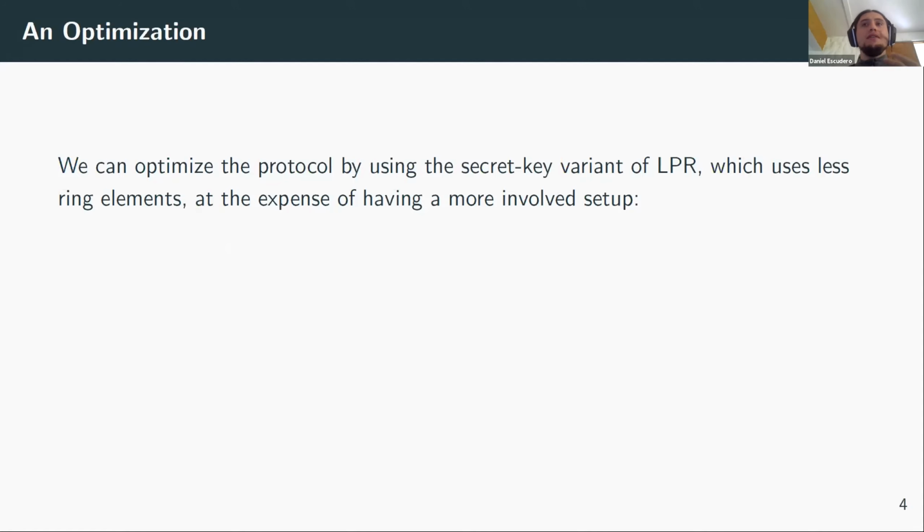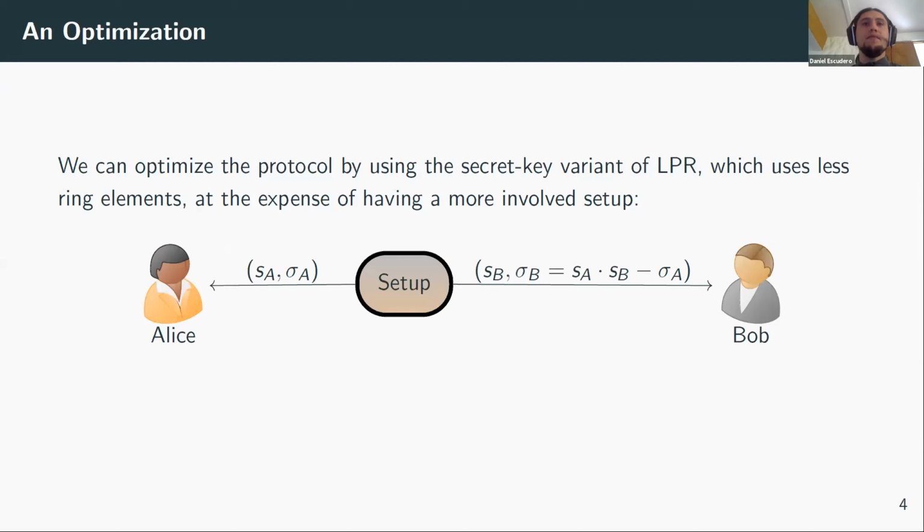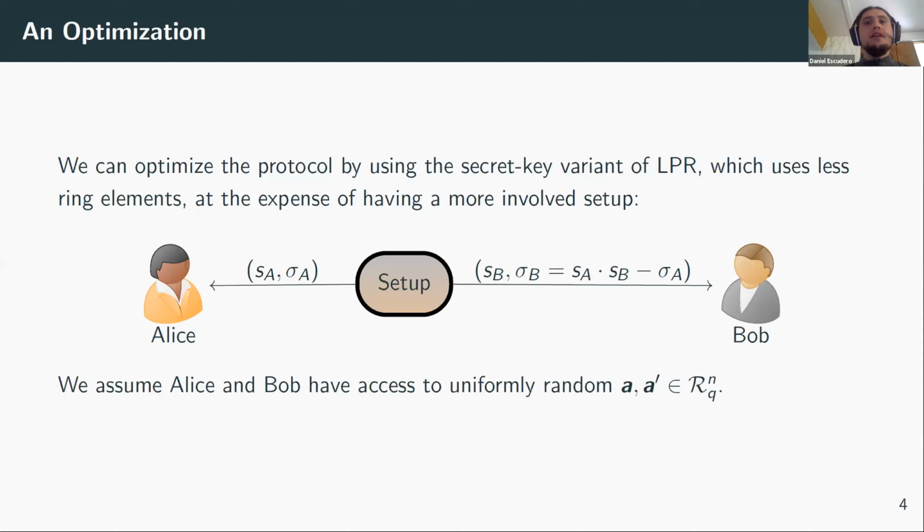As I said, we can optimize this by using a secret key variant, by spending a more complicated setup, which is more like an OLE relation. This is the setup we need. And you also assume certain access to uniformly random values. And if you have this, you can modify the protocol so that it becomes more efficient.